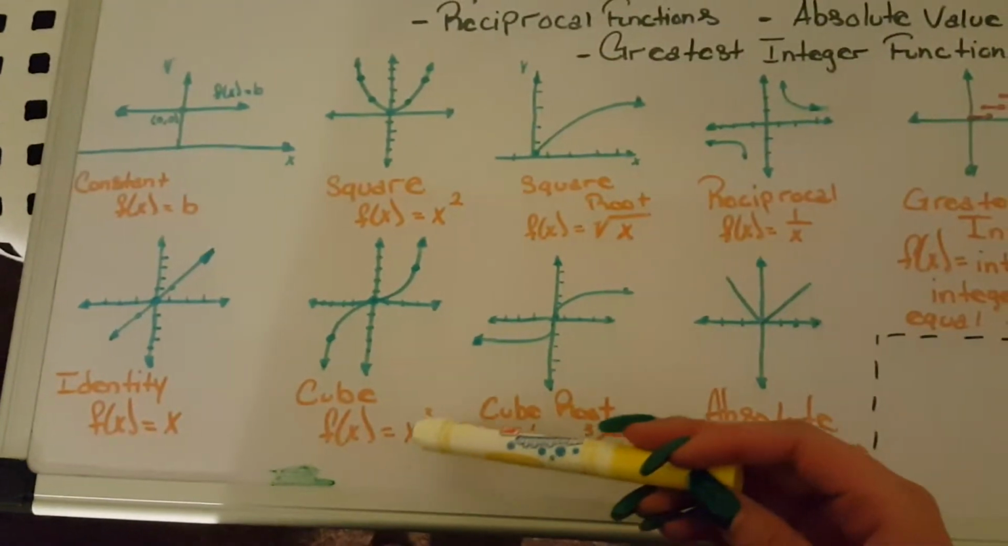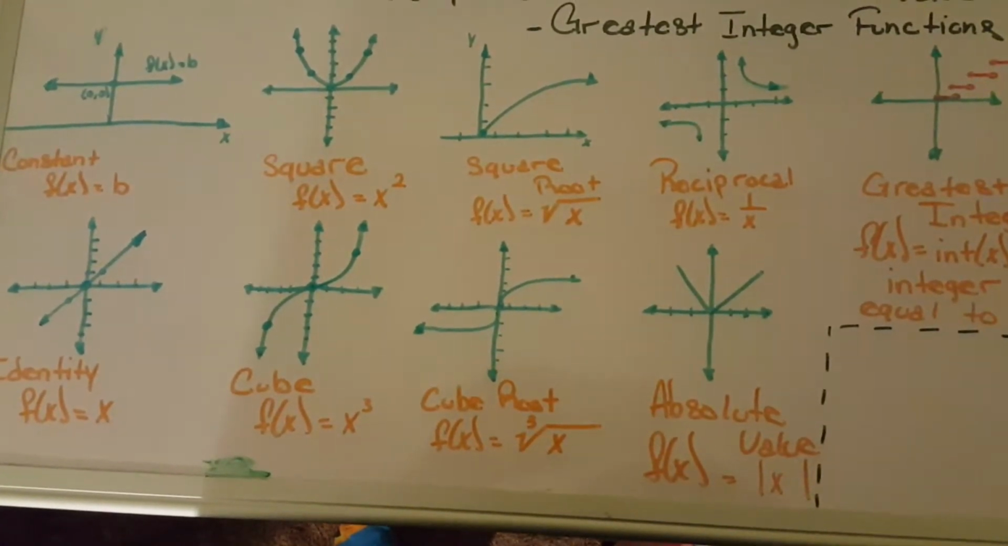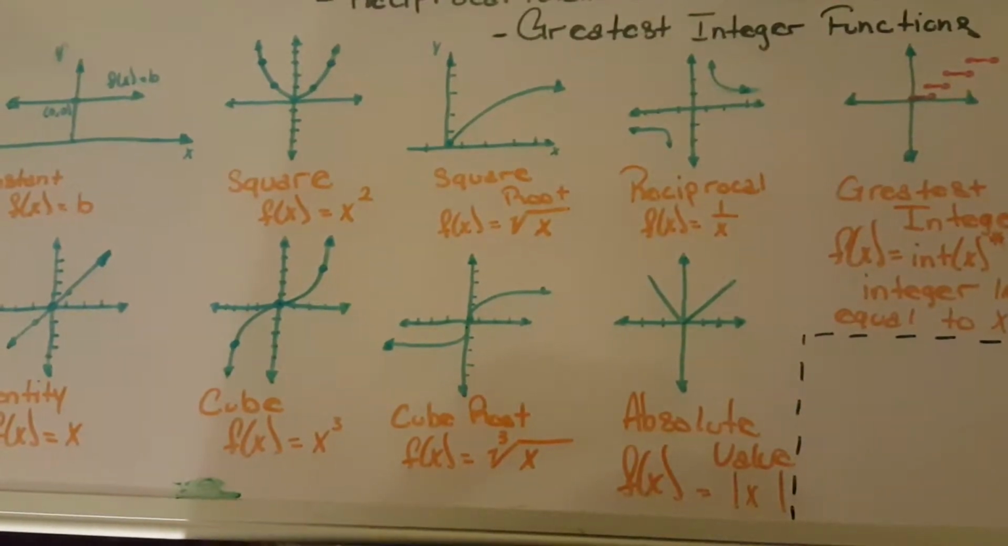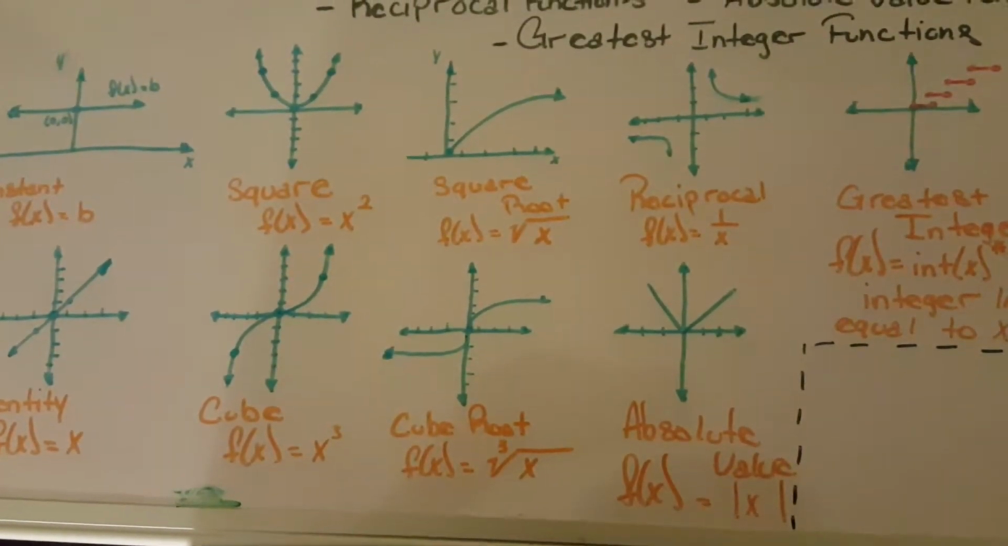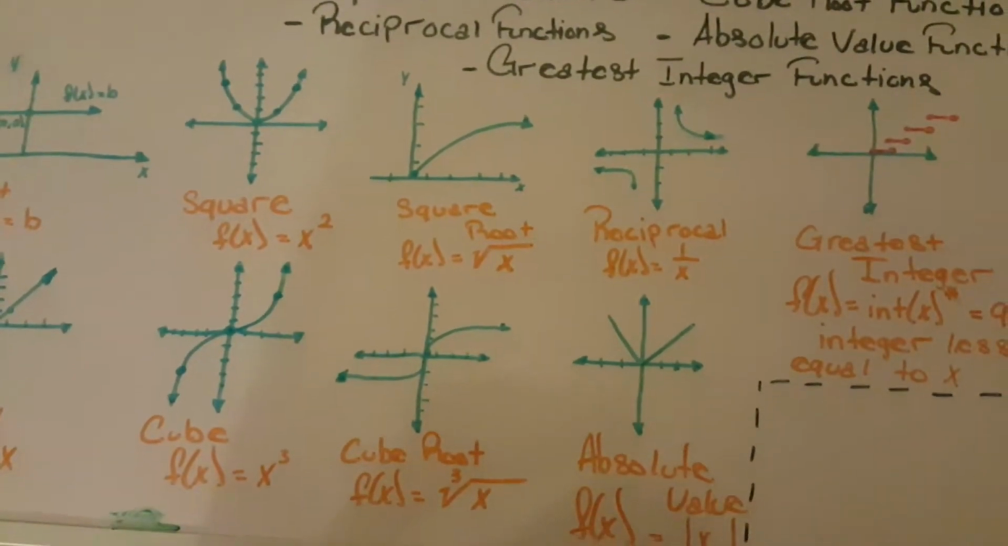Moving on to the cube function. Okay, this is what the equation looks like for the cube function. The domain and the range of the cube function are the set of all real numbers. The intercept of the graph is 0, 0. The cube function is odd and is increasing on the interval negative infinity, positive infinity.